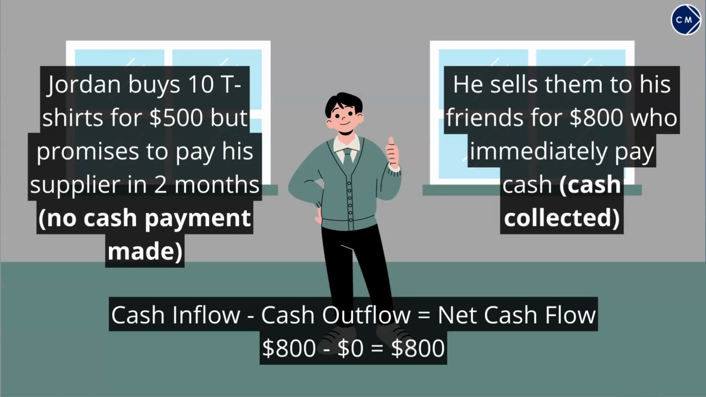And so when we look at the actual cash that was received and paid by the company, we can observe that Jordan received $800 from the sale of the t-shirts to his friends, but there were actually no cash outflows of the business because no cash has been paid to the suppliers for the t-shirts just yet. And so because net cash flow is simply cash inflows minus cash outflows, in Jordan's case, he received $800 and made no cash payments, resulting in a net cash flow amount of $800, which is higher than the profit amount of $300 that we observed earlier.